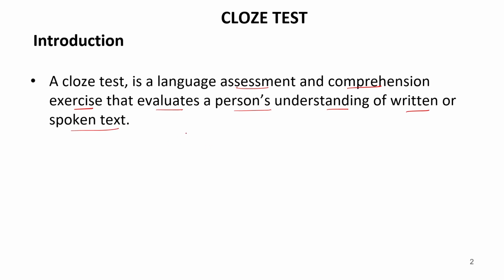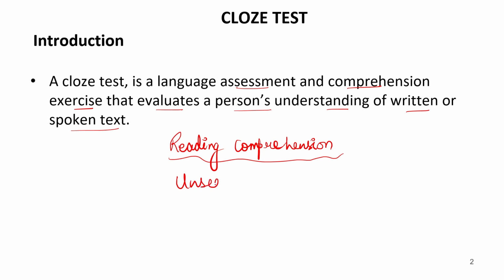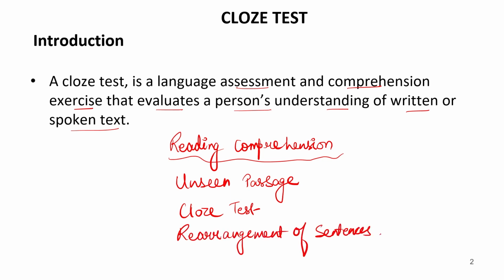Now, in case of reading comprehension, this part can be divided into 3 parts. One is unseen passage, another one is clause test, and another one is rearrangement of sentences. Now, if we talk about unseen passage, that is a passage given to us out of which we have to find the questions and answers. But here, today we are going to read clause test. Now, clause test depends upon reading skills.